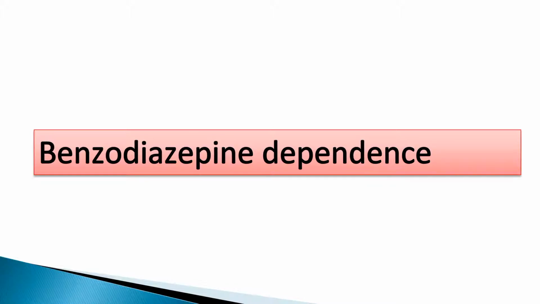Tolerance results in a desensitization of GABA receptors and an increased sensitization of excitatory neurotransmitter systems, such as the NMDA glutamate receptor. These changes occur as a result of the body trying to overcome the drug effect. Other changes that occur are the reduction of the number of GABA receptors, which is called down regulation.